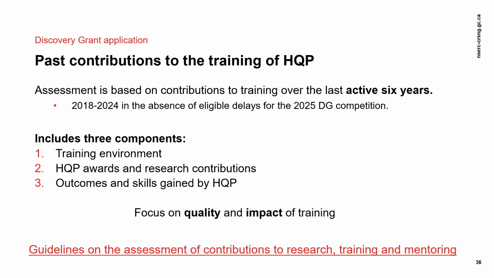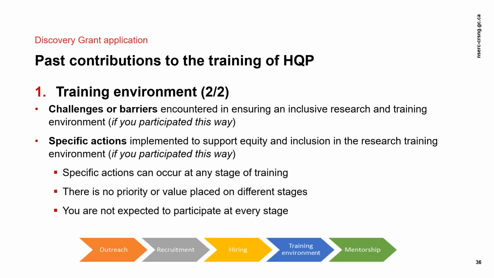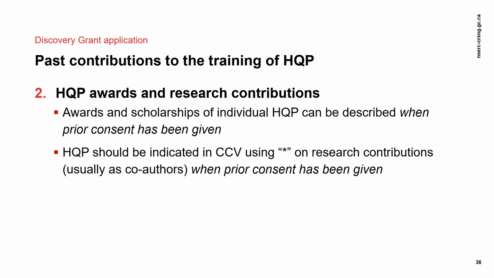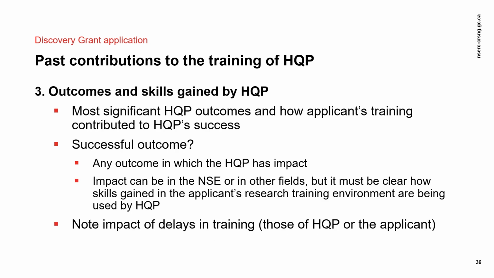Assessment of past contributions includes three components: training environment, HQP awards and research contributions, and outcomes and skills gained by HQP. We'll go through each component in detail in the next few slides. The assessment of the past contributions to the training of HQP is based on the last active 6 years of research. For competition 2022, this would be from January 2015 to now. The impact of the past training can be in the NSE and other fields, but it is important to clearly explain how the skills gained in your research training environment are being used by the HQP. Focus should be on the quality and impact of training.